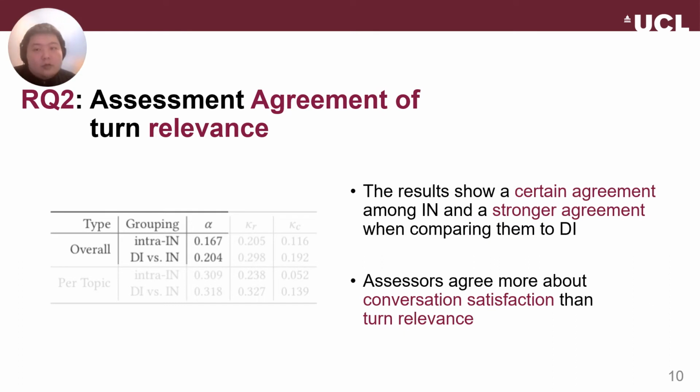For research question 2, we calculate those three agreement coefficients on turn relevance. The table shows the result. The result shows that there is a certain agreement among indirect and a stronger agreement when comparing with the direct assessment. That indicates a difference between judging relevance and satisfaction. That is, assessors agree more about conversational satisfaction than turn relevance.